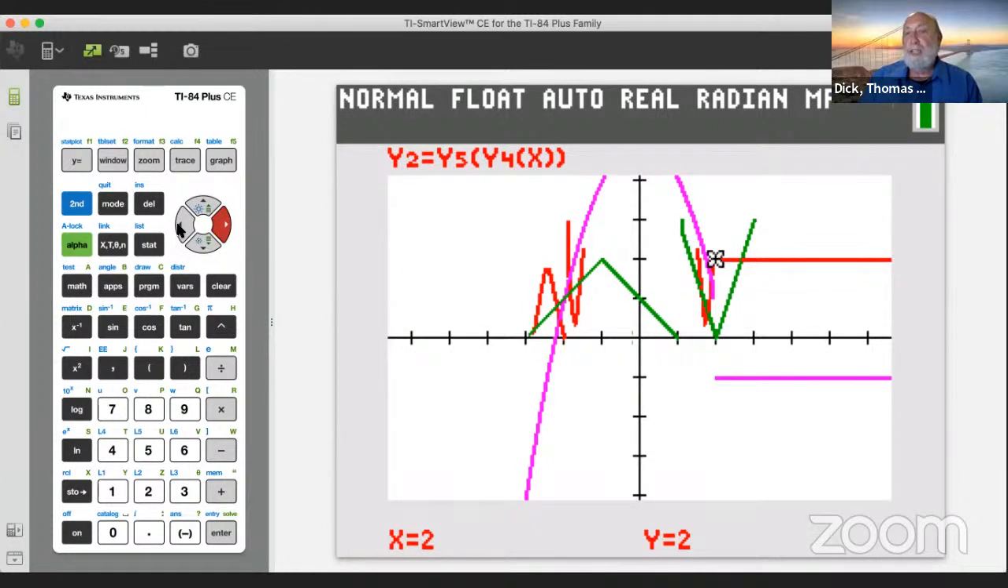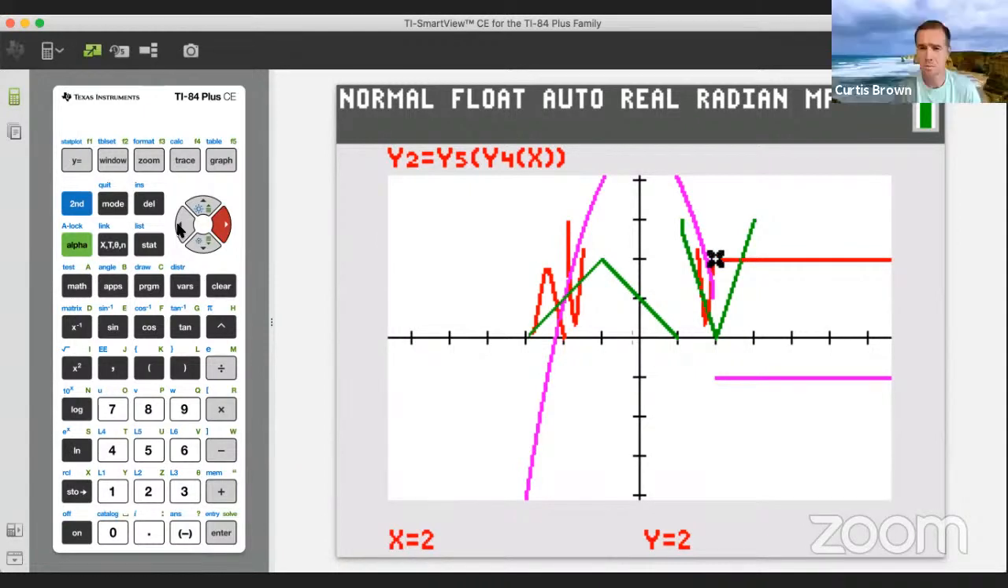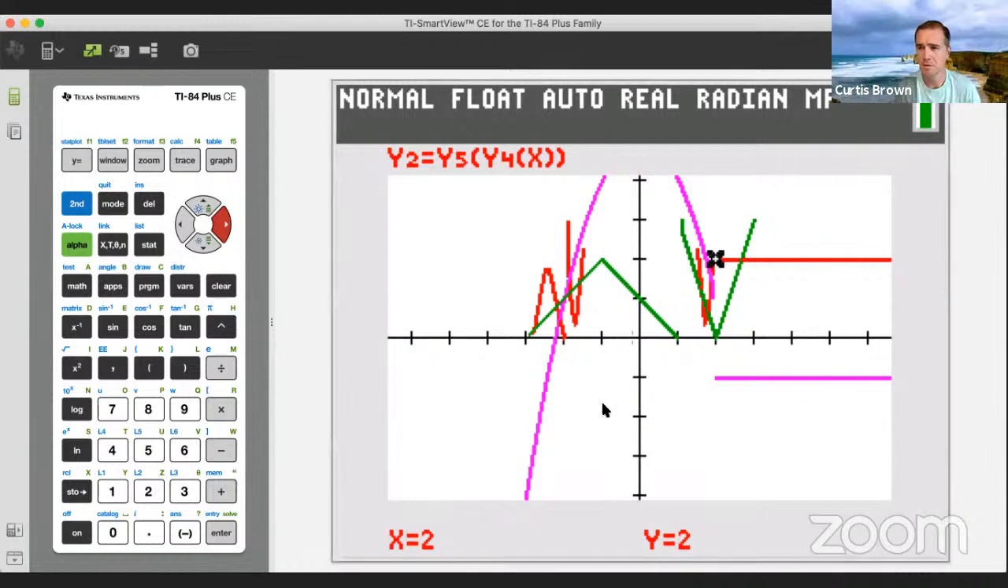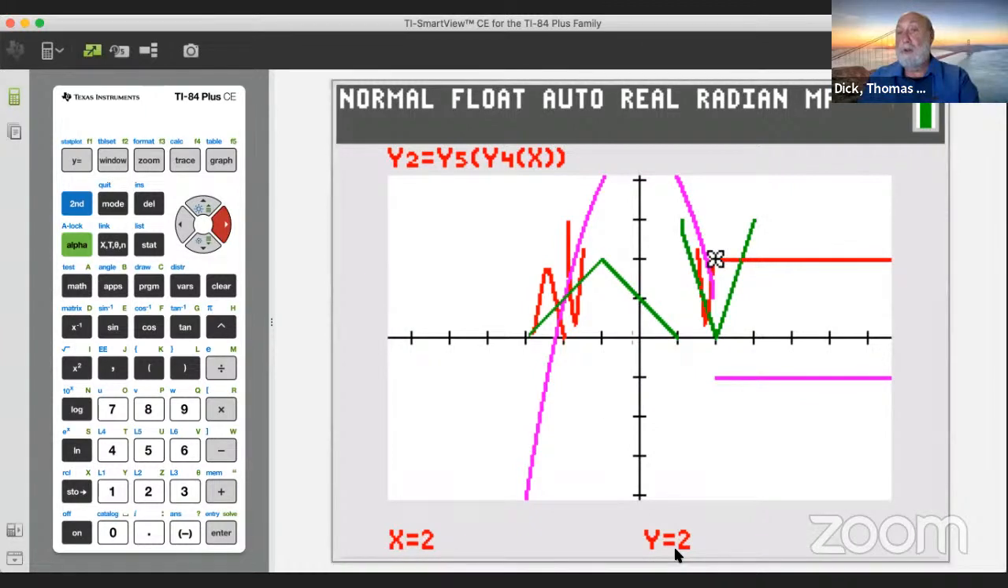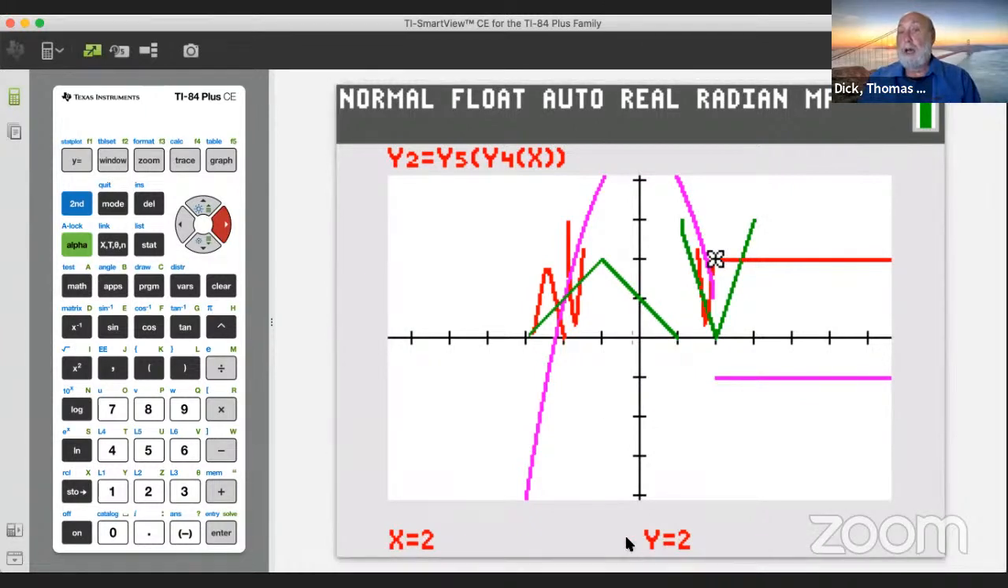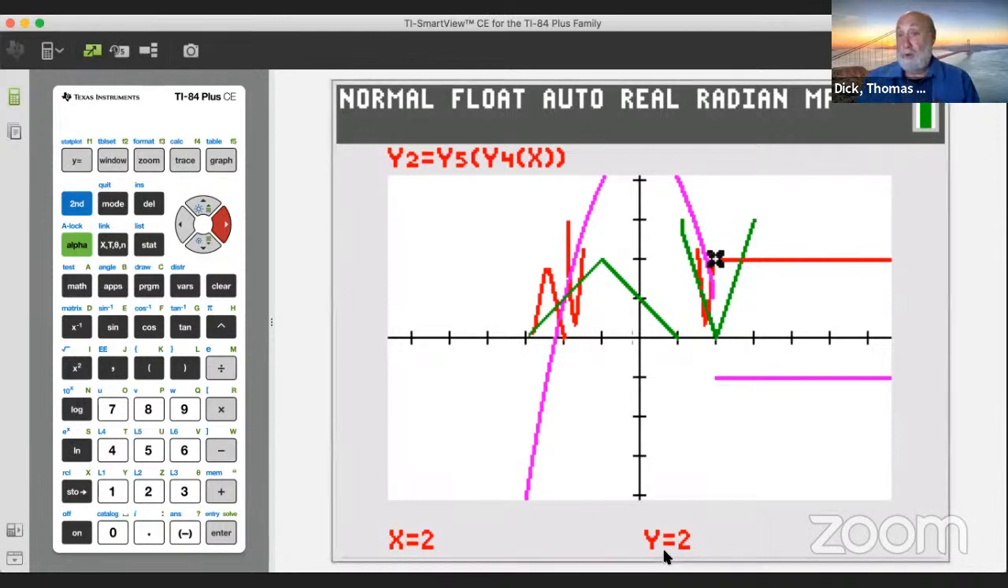Because if I put in exactly 2, what would I get? 2. And so that is correct. That is the actual value at 2.